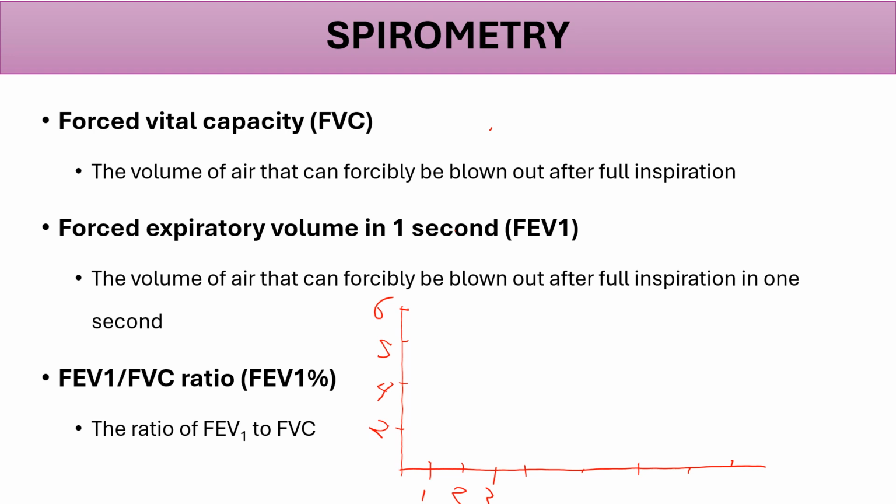So forced vital capacity FVC and forced expiratory volume in the first second FEV1. So how to do the FVC? You ask the patient to do full inspiration. Then you have to ask the patient to exhale as fast as possible, blow the air out of the lung as fast as possible, as quickly as possible, like that.